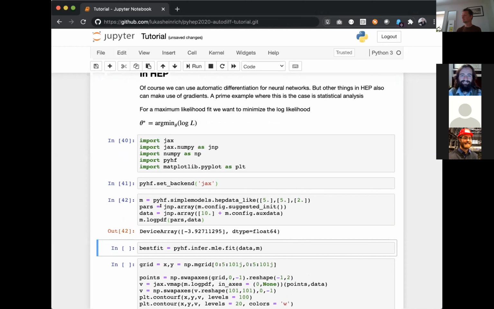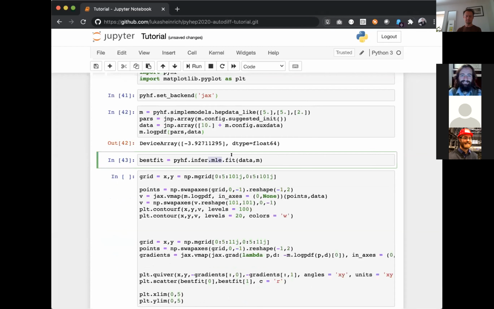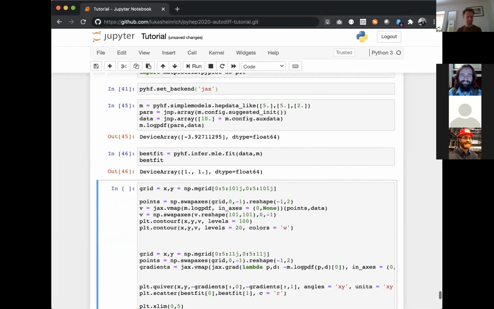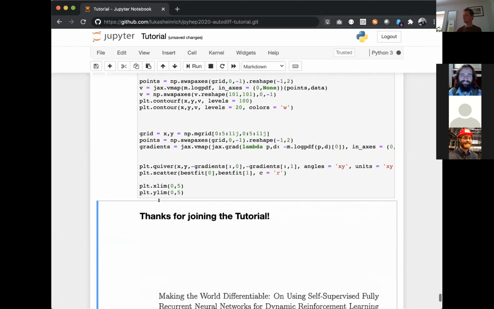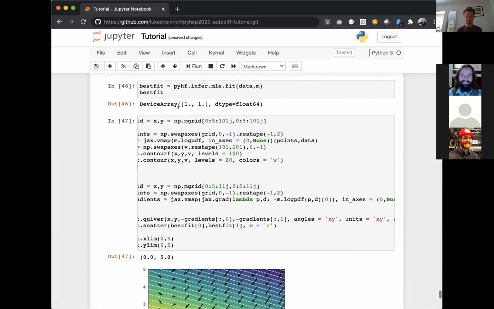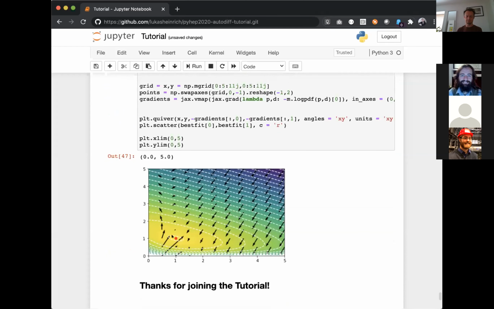We've implemented some kind of statistical model using JAX or any other machine learning framework that is available in Python. Then we can run this maximum likelihood estimate fit, and this will give us the best fit value. In this case it's a very simple best fit value. This is the likelihood of two variables, so this is the full likelihood landscape, and the best fit value is shown. It was 1, 1 when we did the maximum likelihood estimate.